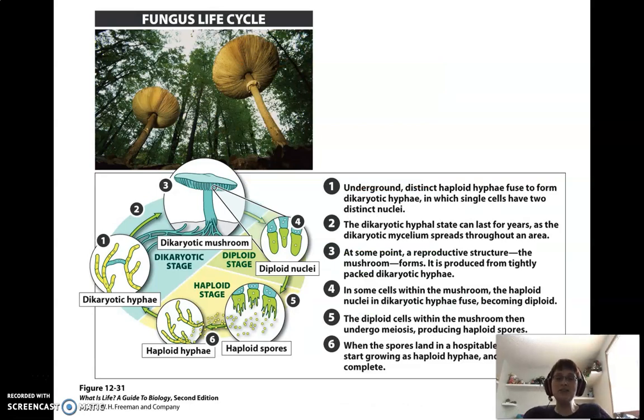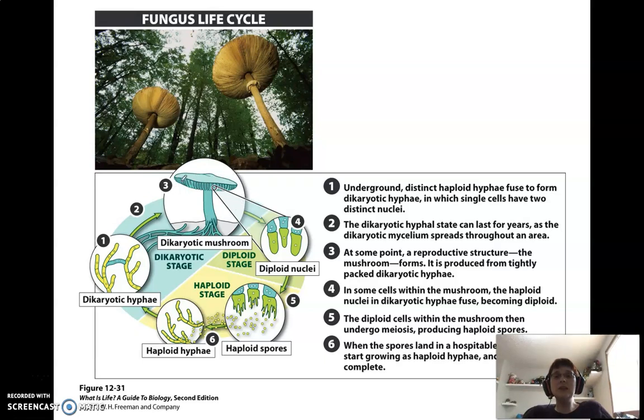Now, I'm not going to test you on this. I just want to show you how they do it and how weird they are. Now, this is just one group of the fungus. So here is the part that we all think of as fungus, but this is their reproductive structure.